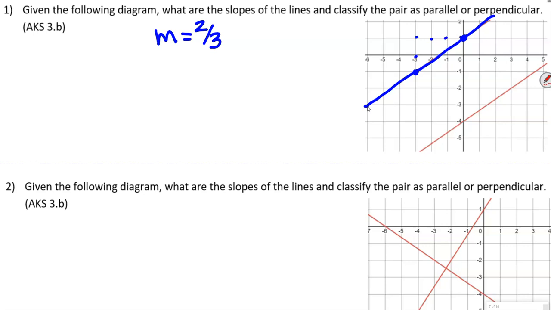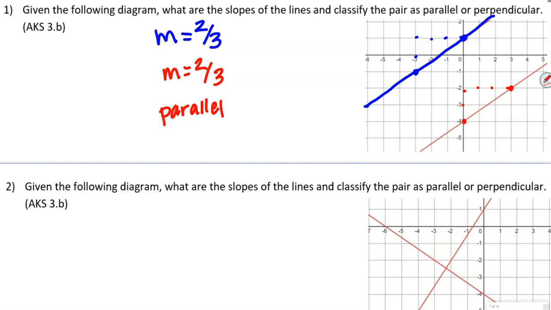So here we go with the red line. There's where it crosses on the grid. We can see where the two coordinates x and y cross. So here again we're going up 1, 2 and over 1, 2, 3. So m is equal to 2/3. So because those lines have the same slope, we can say they are parallel.